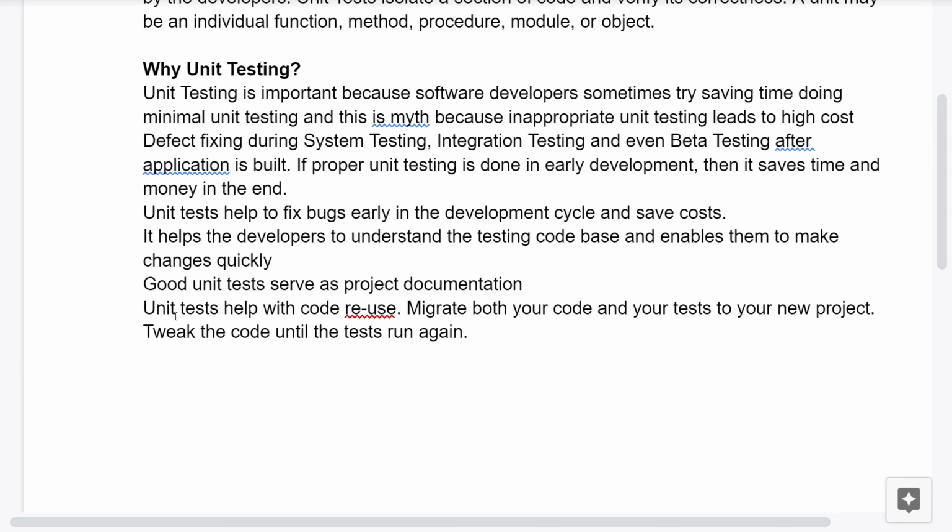Some more points are here, you can read them all. A good unit test serves as project documentation. Unit tests help with code reuse. If you do unit testing, you can easily use your code in other applications and other software. Migrate both your code and your tests to your new project.